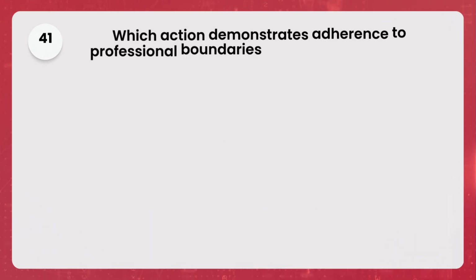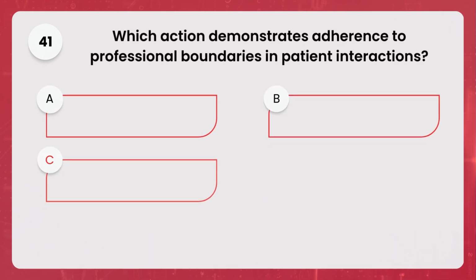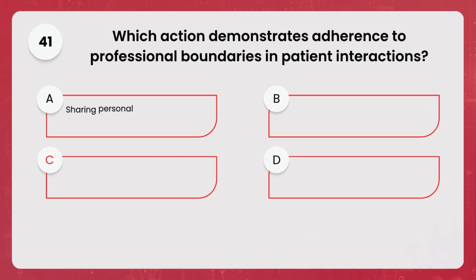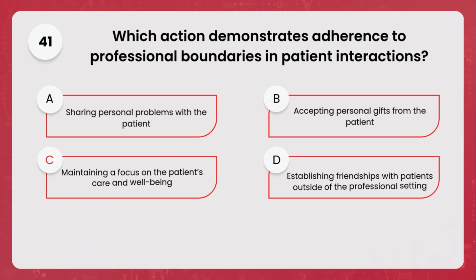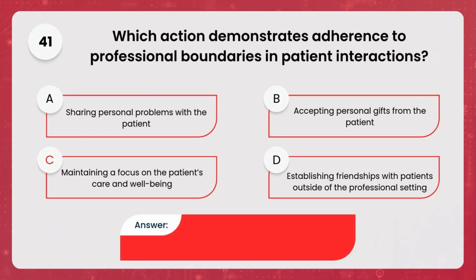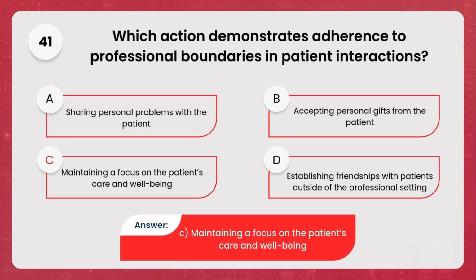Number 41. Which action demonstrates adherence to professional boundaries in patient interactions? A. Sharing personal problems with the patient. B. Accepting personal gifts from the patient. C. Maintaining a focus on the patient's care and well-being. Or D. Establishing friendships with patients outside of the professional setting. The answer is C. Maintaining a focus on the patient's care and well-being.